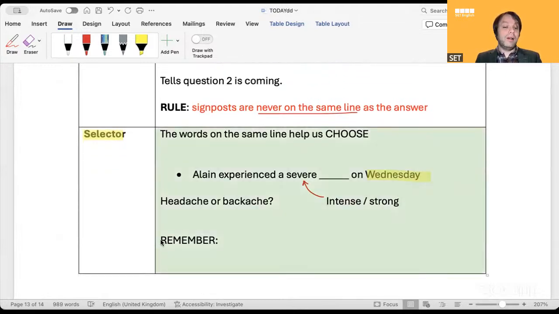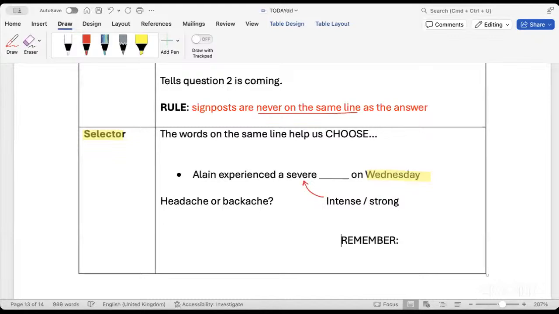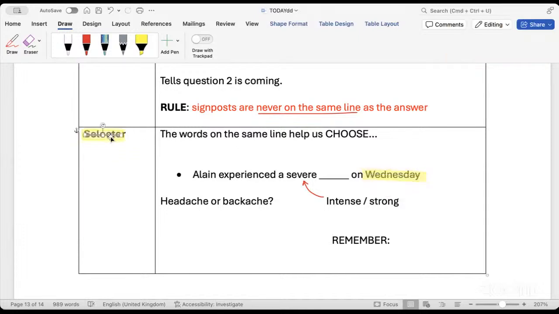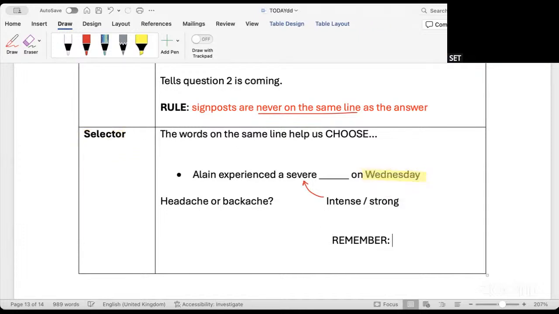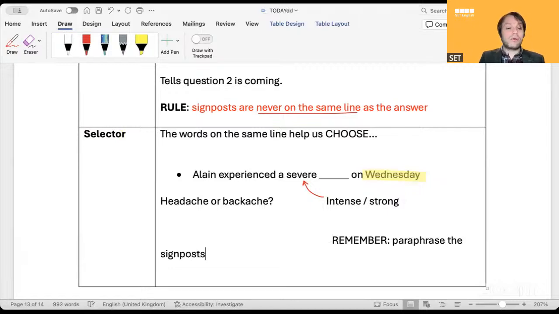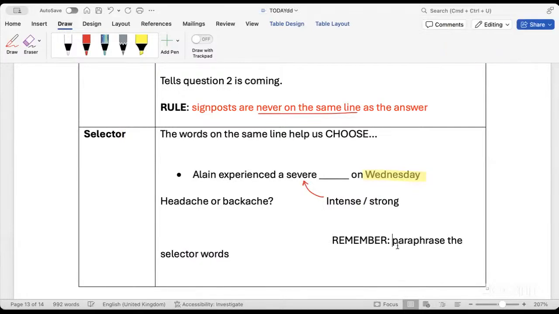Now the thing you have to remember here, when you realize this is happening in OET, is that OET are going to do something with this. Paraphrasing. Yeah, they will. They can paraphrase the selector. I haven't said anything about signposts.